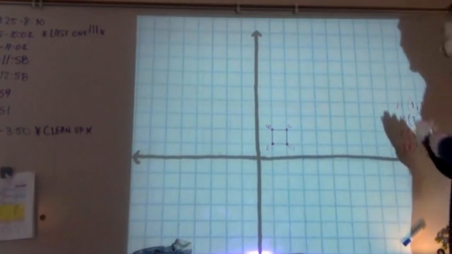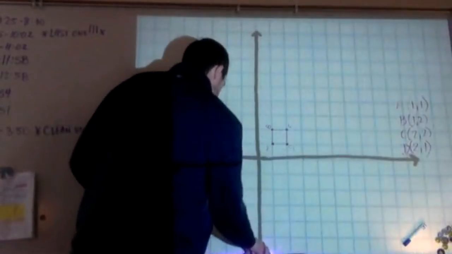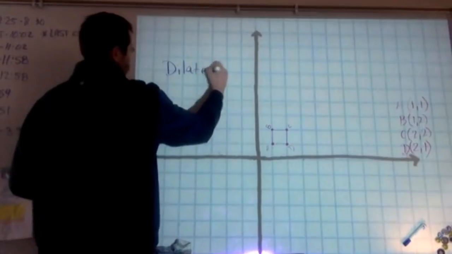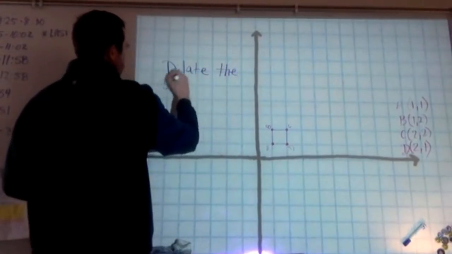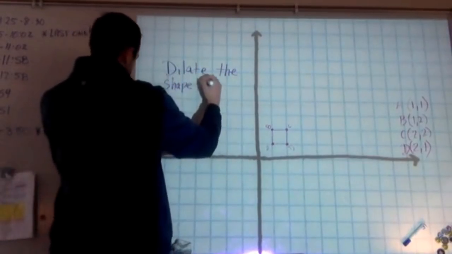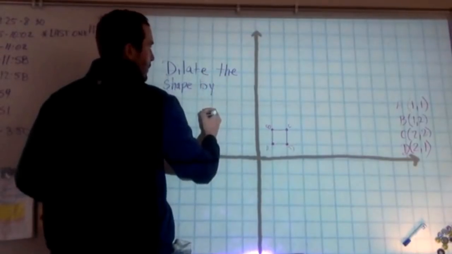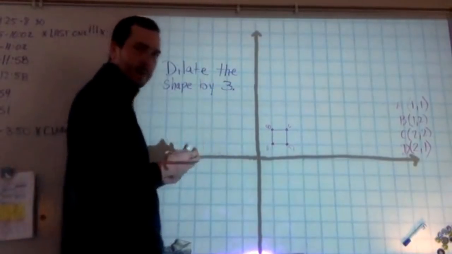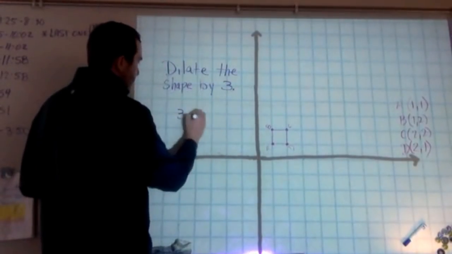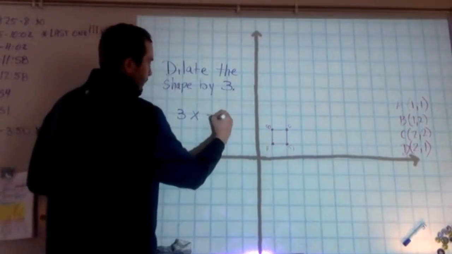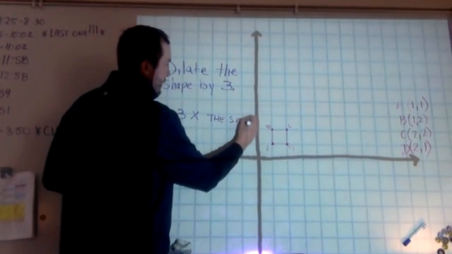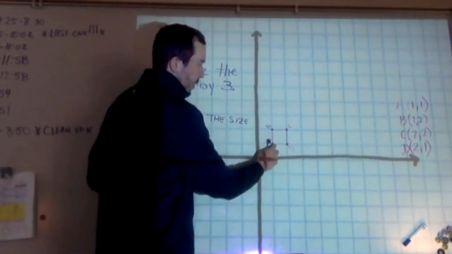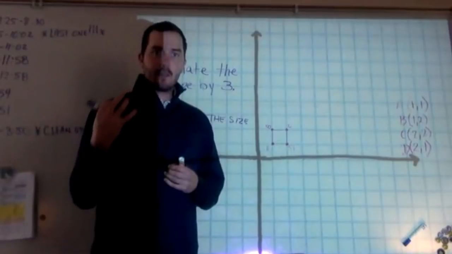D is at 2, 1. So we want to dilate the shape by, let's say, 3. So 3 times. We're going to make this 3 times the size. So since our box here is 1 by 1, it's going to end up being 3 by 3.